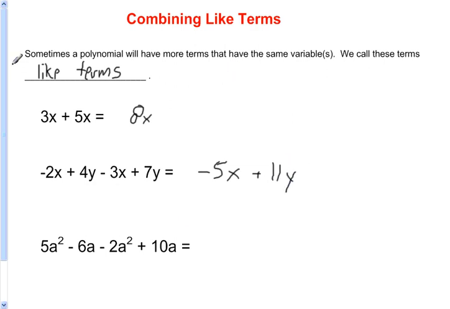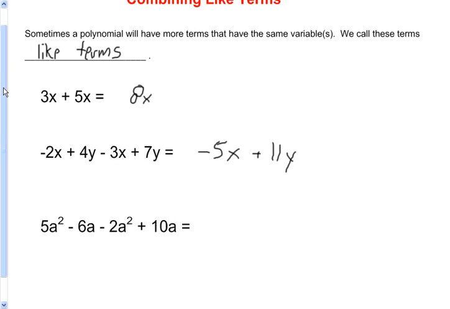Now, like terms don't necessarily have to be different letters. They can also be different powers or have different exponents. And that's what this next example looks at. We have 5a squared, negative 6a with an imaginary exponent 1, negative 2a squared, and 10a, again with an imaginary exponent of 1. So we can combine together everything that has squareds and everything that has the imaginary exponent 1.